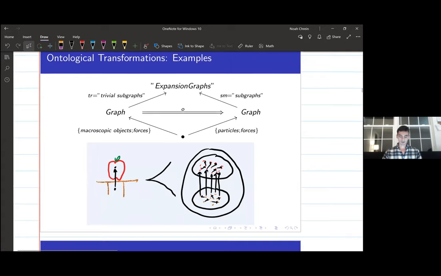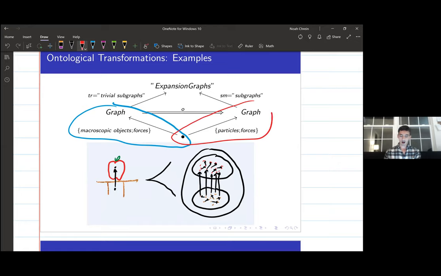One last example, and it's also going to be like a prototype example. These are going to be diagrammatic expansions, and these are going to appear throughout the talk, just in pictures. I'm going to keep the formalism to a minimum. But if I look on the left, I have macroscopic objects and the forces between some macroscopic objects. And on the right, I have microscopic particles and the forces between those particles. So, for example, what this might look like is I have two macroscopic objects, an apple sitting on top of a table and the force that the table exerts onto that apple.